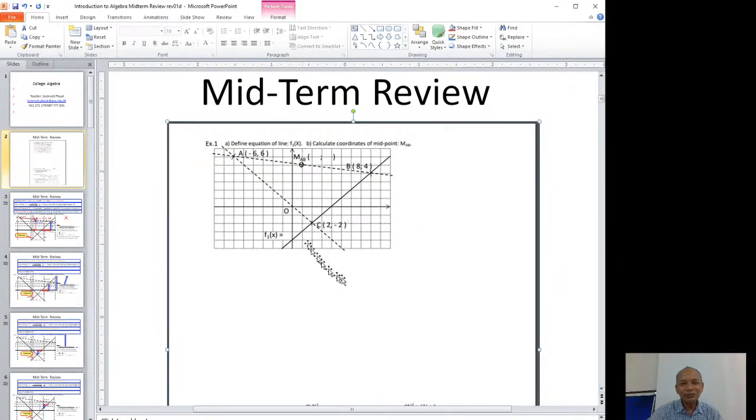If we have the actual exam in the classroom together, I will distribute all this, and then you can mark the grid, the line here.